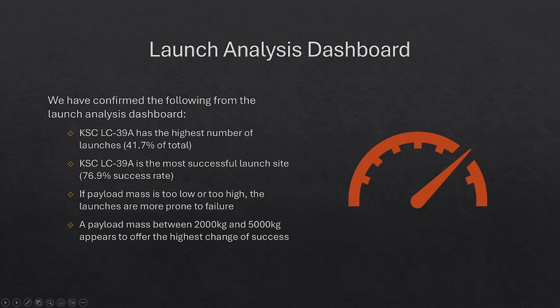So my launch analysis dashboard was able to confirm some of my earlier hypotheses. The KSC LC39A launch site has the most launches. It's also the most successful. And we might assume that there's a correlation here between number of rockets launched and their success. If the payload mass is too low or too high, the launches are more prone to failure. And a payload mass between, let's say, 2,000 and 5,000 kilograms appears to offer the highest chance of success.